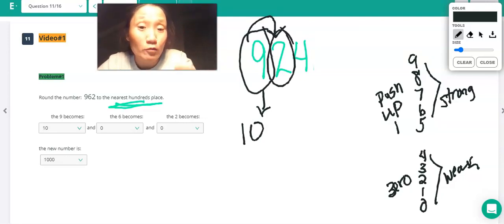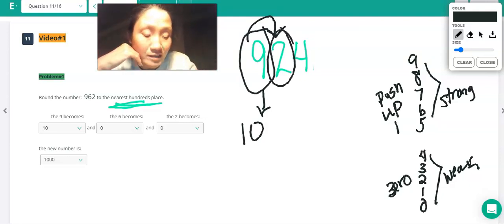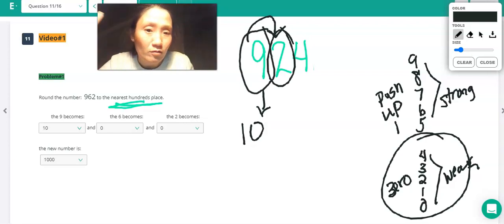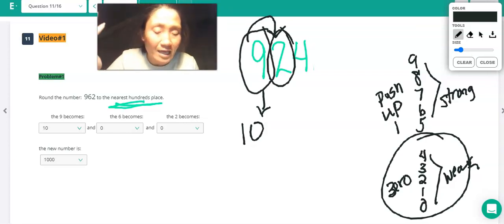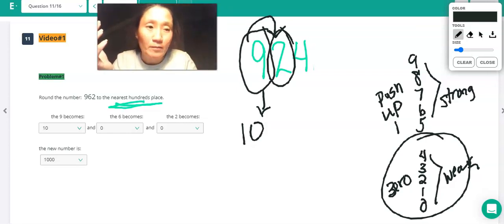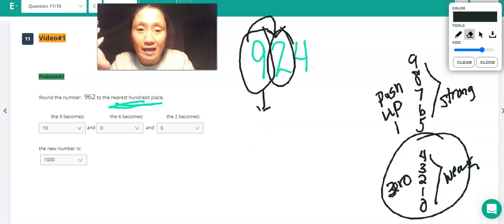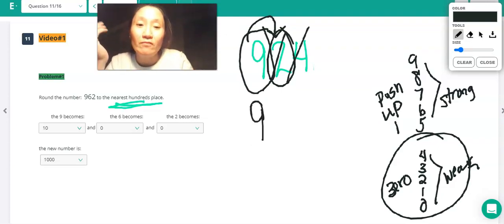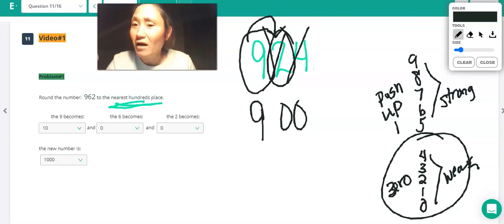But if you're looking at this number, is it weak or strong? Well, it's a weak number right here, so it can't do anything. It can't push this 9 to a 10. Can't do that at all. So it's going to say, sorry 9, I can't help you. So 2 just leaves and becomes zeros, and 9's just left standing there. Oh, you can't help me? Oh, that's too bad. So 9 just becomes 900 because nobody could help them because they were just too weak.